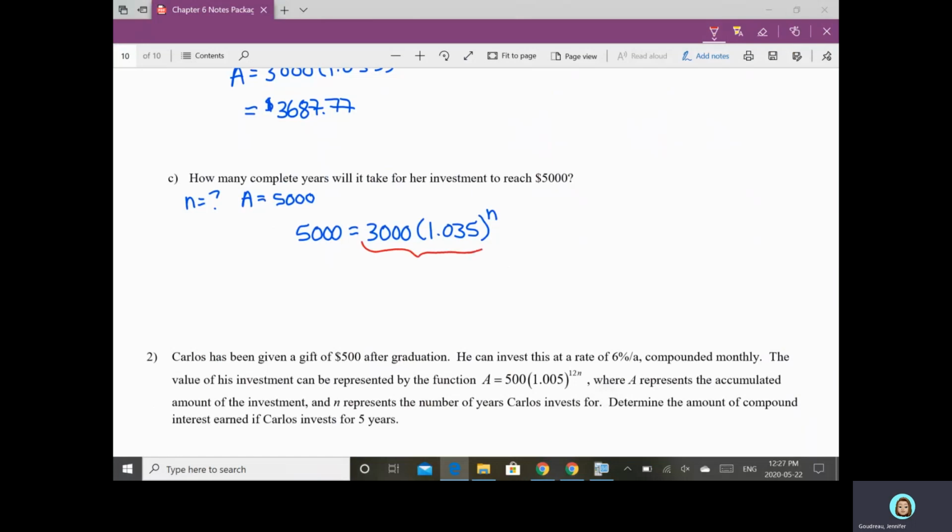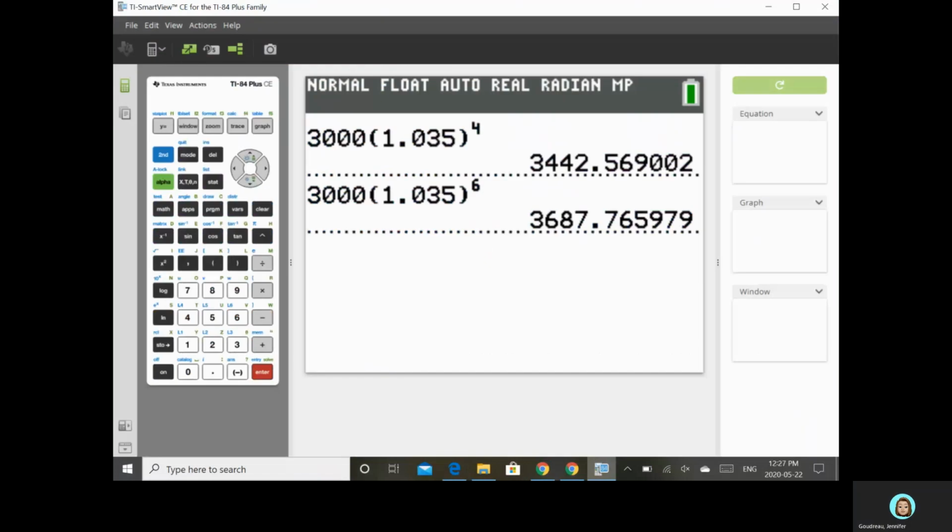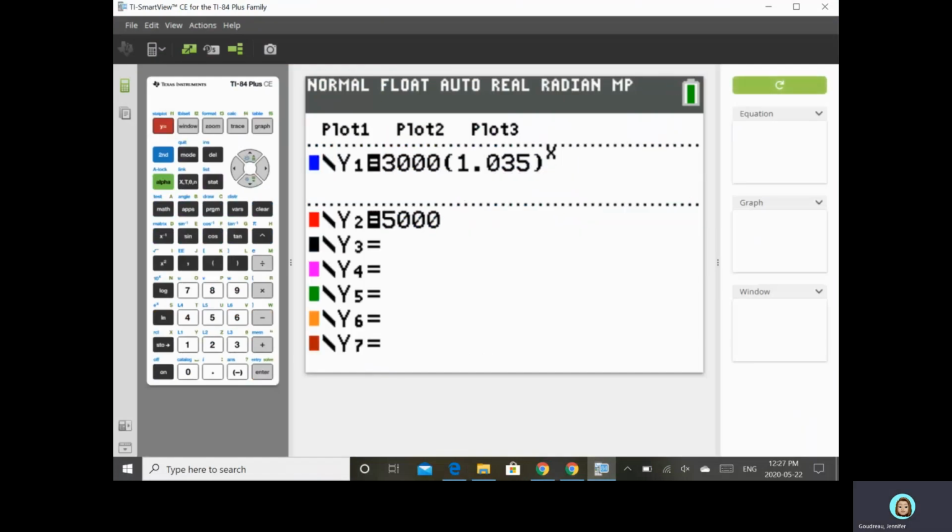I am going to put my exponential function into y1. I'm going to put the value I'm trying to find into y2. And we are going to have the calculator calculate the intersection point, keeping in mind that we only need the x or the n value of that intersection point. So let's go to our calculator. Let's go into y equals. So in here, I have 3,000 times 1.035 to the power of x. That was our exponential function. Into y2, I've put our value of 5,000.